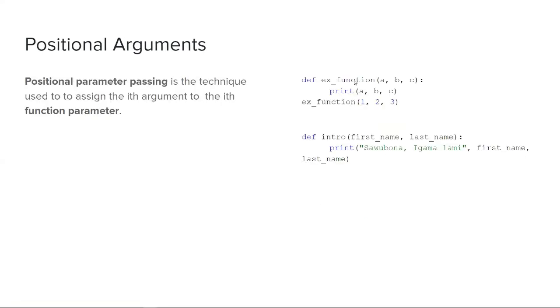So if you look at this example function, we have three positional parameters. And what we want to do is just print out these parameters, nothing too hectic. So essentially, one will go into a, two will go into b, three will go into c, and then we should see something like 1, 2, 3 once we print.